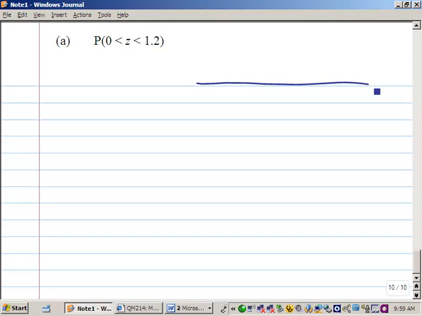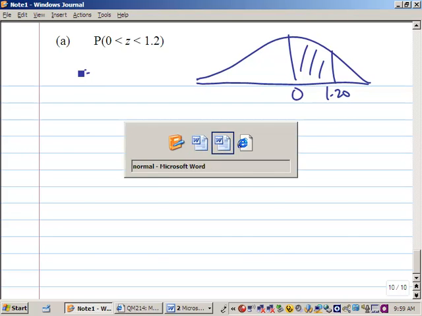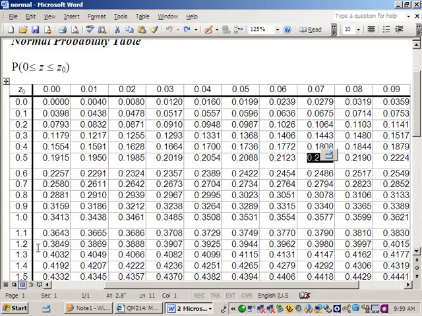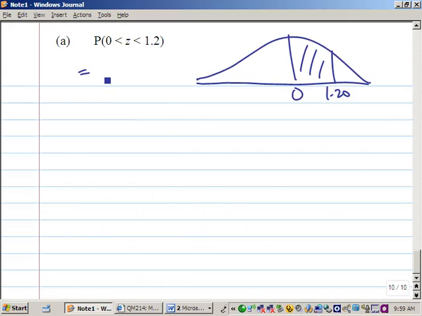Alright, first one, A, from 0 to 1.20. Okay, directly from the table, 1.20 is 0.3849.